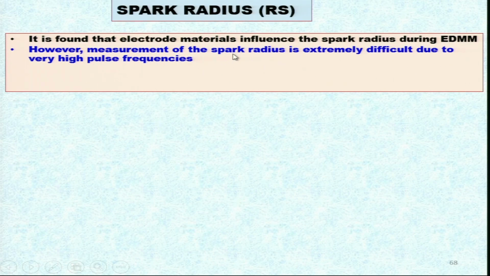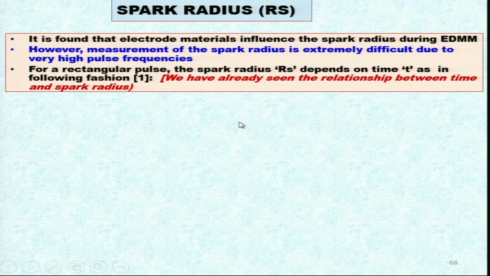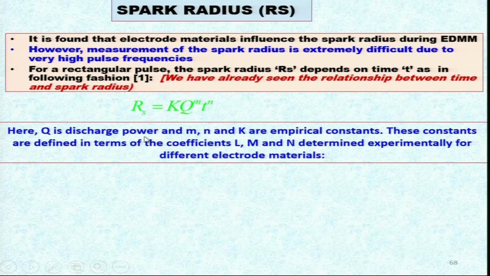However, measurement of the spark radius is extremely difficult due to very high pulse frequencies. For a rectangular pulse, the spark radius Rs depends on time t in the following fashion. We have already seen the relationship between time and spark radius in the earlier slides. Rs is equal to K Q raised to power m, t raised to power n. Here Q is discharge power, and m, n and K are empirical constants.